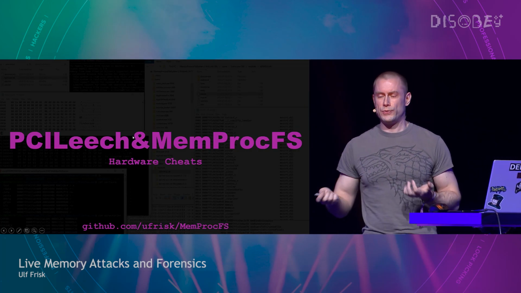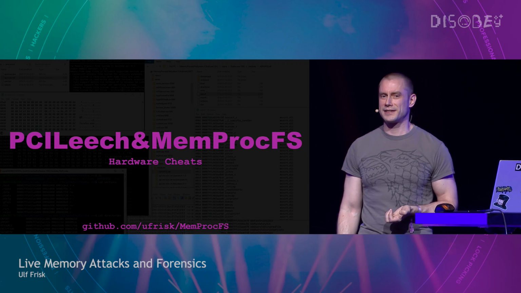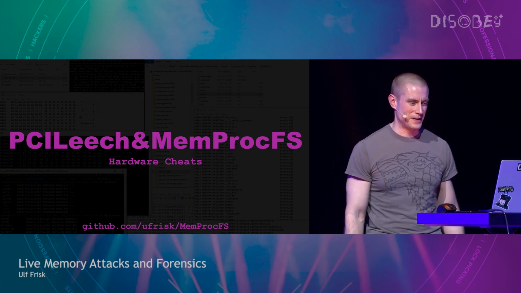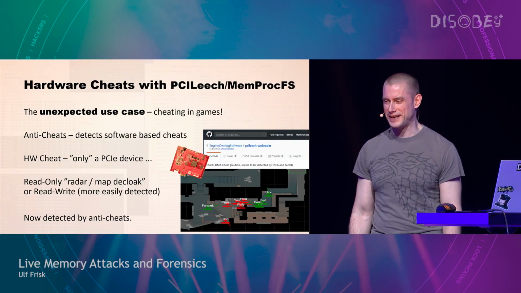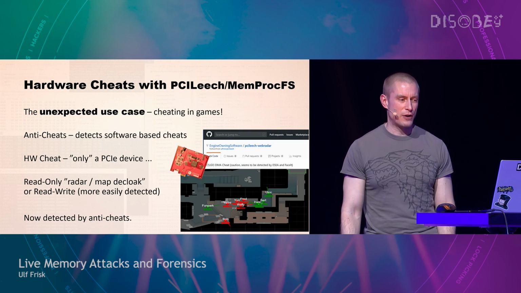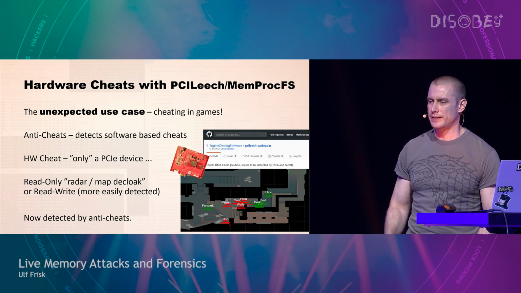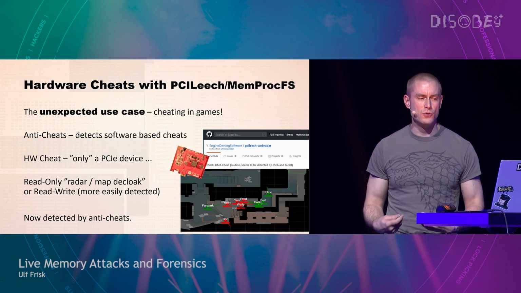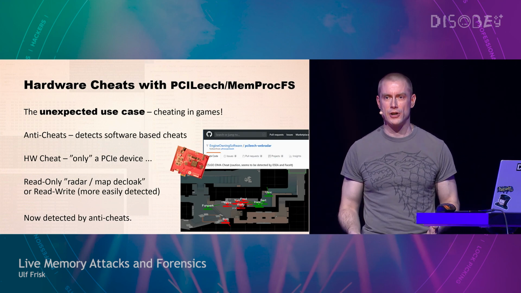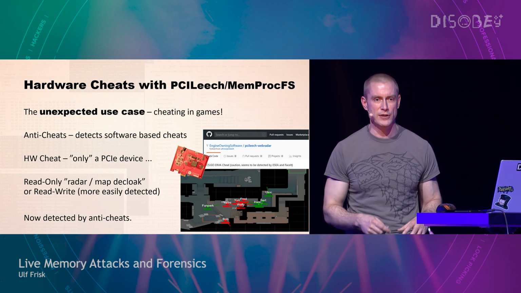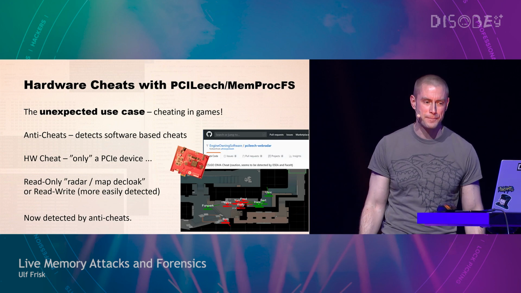So another use case for my tools is something that I never anticipated myself. I think it's a little bit funny, but it's hardware cheating in games. It turns out that anti-cheats are really powerful pieces of software that detect most, if not all, software-based cheats. And a hardware cheat might only be seen as a PCI Express device in the target system. And you kind of need to have PCI Express devices in order to do serious gaming. You need to have graphics cards and things like that.